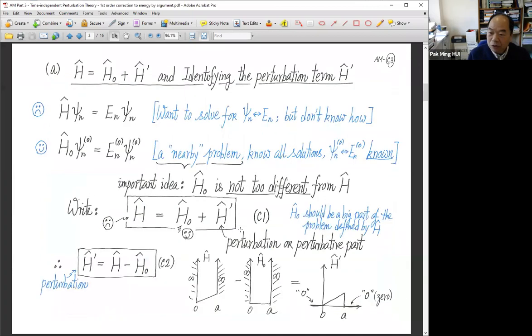So in order to start a perturbation calculation, we ought to be able to identify from the problem what is H0, what is H prime. Sounds trivial, right? But this is really step number 1. If you don't even know what is the solvable part, then you can't know what is the perturbation term. This H prime will be called the perturbation term. So let's practice.